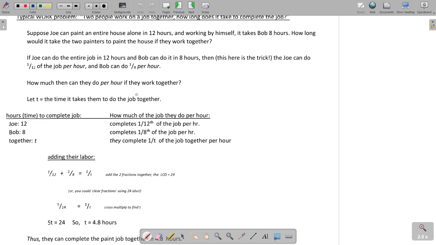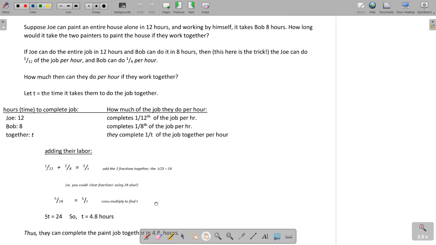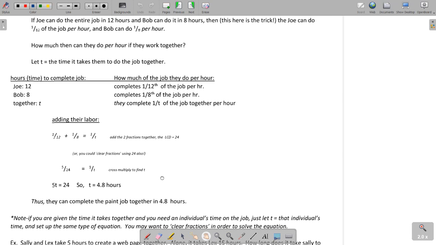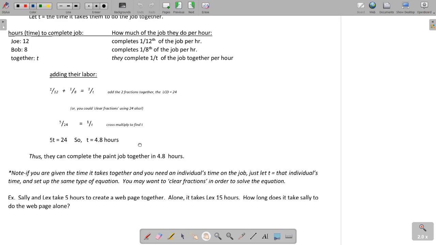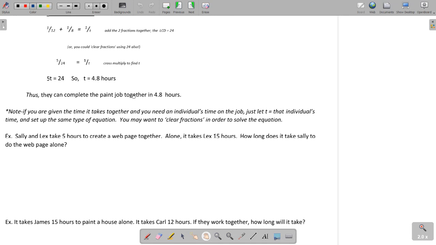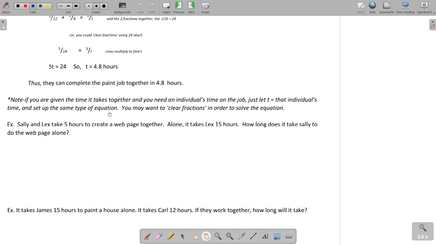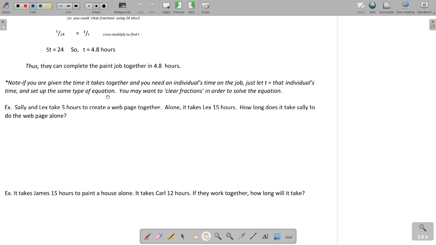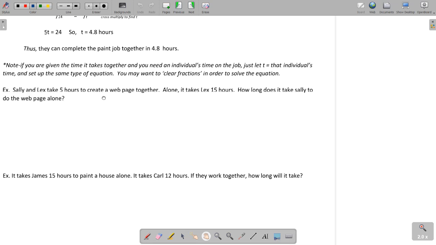So the way that you would want to set this up is your fractions here. So if you look at this, if you add their labor, 1/12 plus 1/8 equals 1 over the time it would take them together. Okay, so that would give you, if you worked this out, 4.8 hours. So I'm going to show you how to do this. All right, so it's 1 over one person's rate, 1 over the other person's rate, and then 1 over together. That is your formula here for your work together problems.